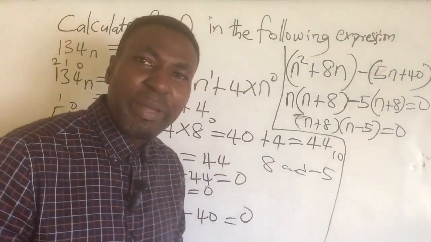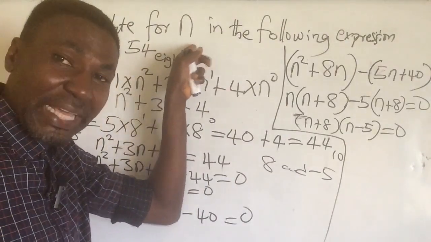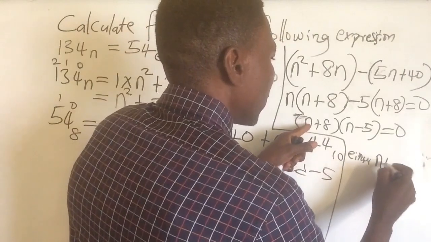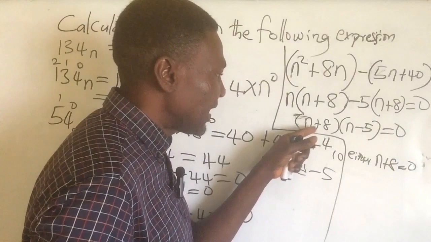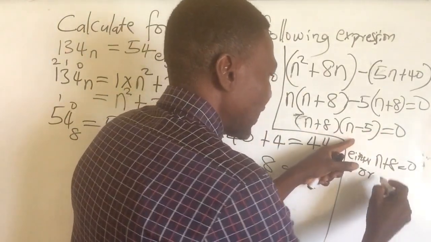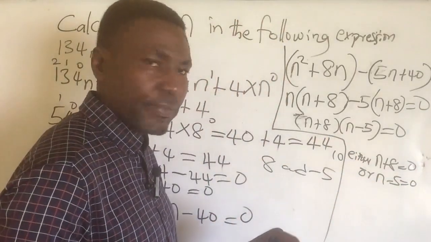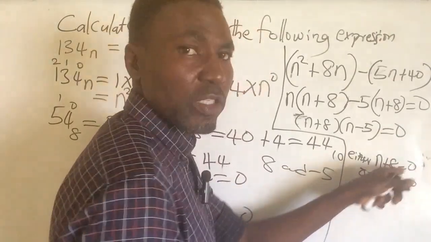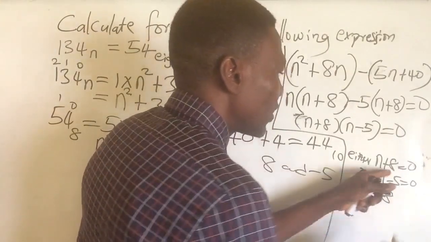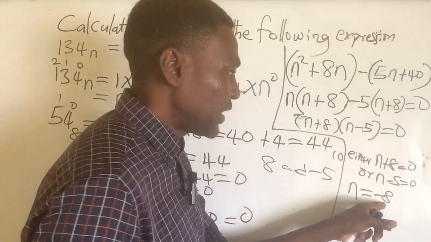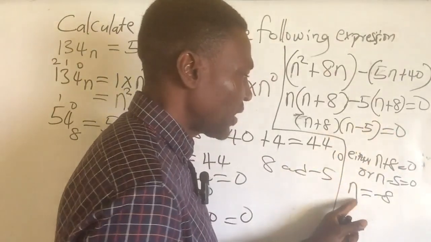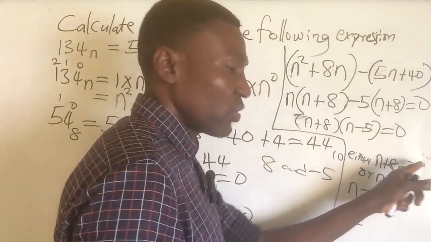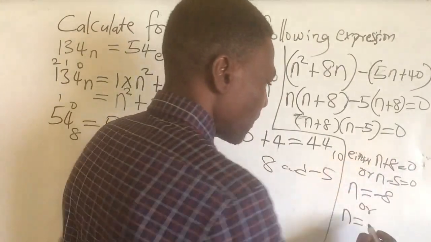Now remember that I'm looking for n. I want to find the value of n. Now from this, I will say either n plus 8 equals to 0, or n minus 5 equals to 0. Then from this first one, n, we take away this 8 to the side of 0. Now n equals minus 8 when you take this 8 to the other side. Now for the second, when you take this 5 to the other side, it will be plus, because it is minus here. When we take it to the other side, it will be plus. It will now be 5.